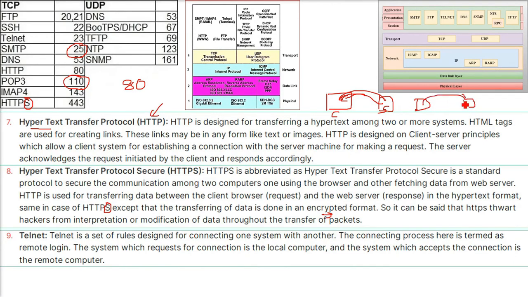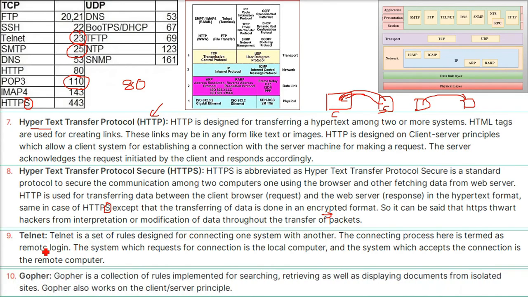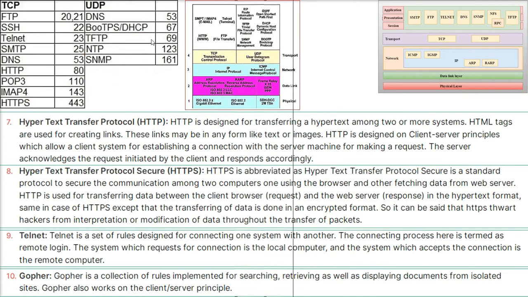Now Telnet is for remote login. Telnet is a protocol for connecting one or more systems and for remote login. Then coming to Gopher. Gopher is a collection of rules implemented for searching, retrieving, and also displaying documents from isolated sites. Gopher also works on the client-server principle, as HTTP and HTTPS do. So these are the different, very important protocols.